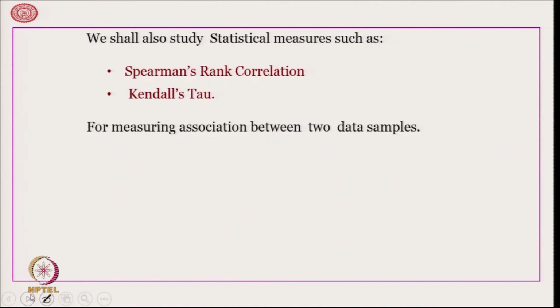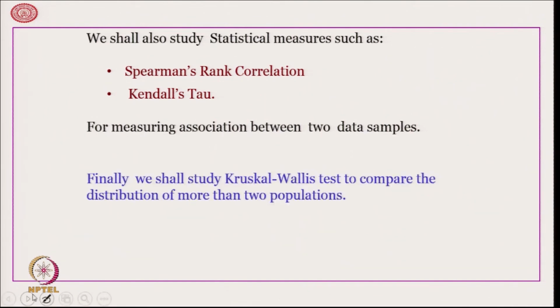Furthermore, we shall study statistical measures such as Spearman's rank correlation and Kendall's tau. These two are important for measuring association between two data samples. In the case of parametric inference, we use covariance or the correlation coefficient for measuring the association between data. For the non-parametric case, we shall look at these two in detail. Finally, we shall study the Kruskal-Wallis test, which is to compare the distributions of more than two populations.